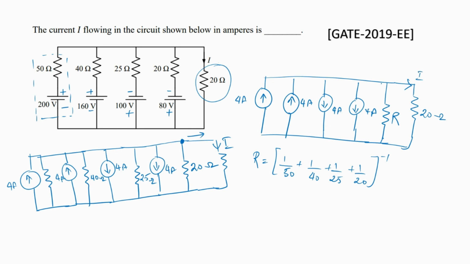Now if you look at this particular node, what are the currents that are entering and leaving? There are two 4 amps that are entering and two 4 amps that are leaving. Therefore, effectively, the current that is coming out of this node is going to be equal to 0. So therefore, the value of I in this problem is 0 amps.